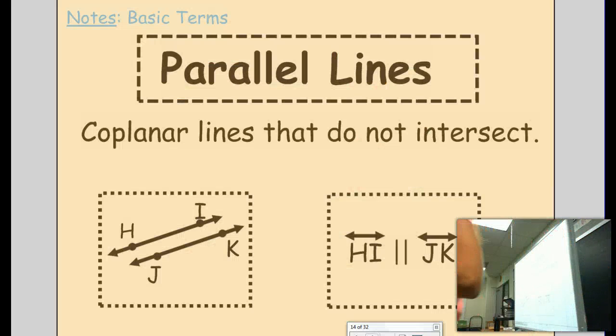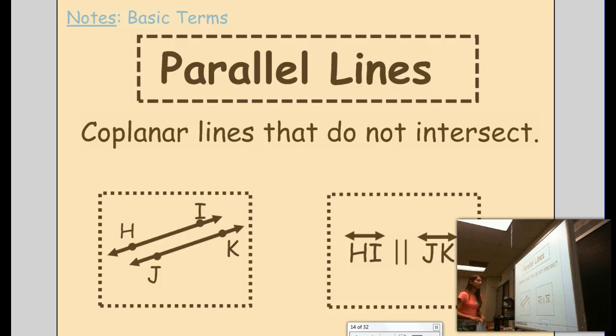Okay, who had parallel lines? I want you to think same direction. Parallel, same direction. It's two lines that are traveling in the same direction. Will they ever meet? No. Never. That's the thing about parallel lines. They never intersect.